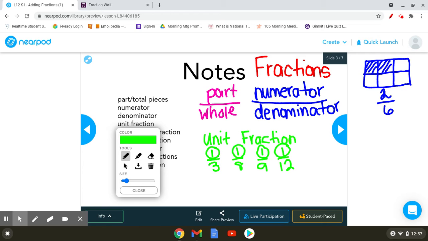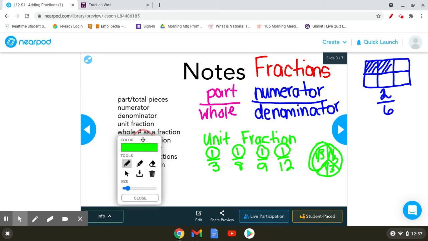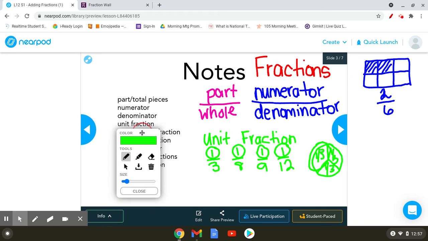So if I had my model here, and in this case, I broke it up into thirds. 1/3, this is another third piece, and this is a 1/3 piece. Each of these pieces represents one unit of the whole. Again, if you need to push pause to catch up on the notes, please do so. I'm going to go ahead and clear my screen so that way I have some more room to write.